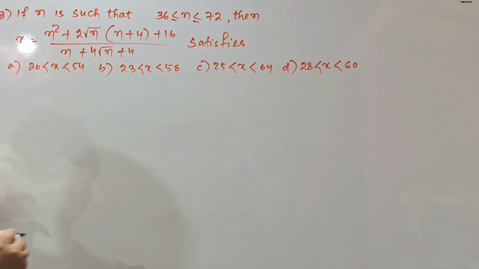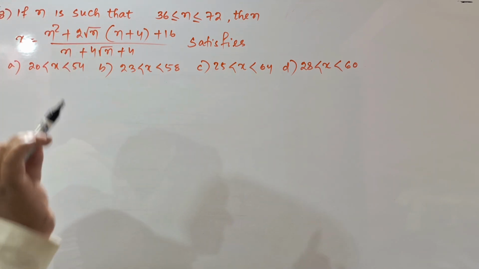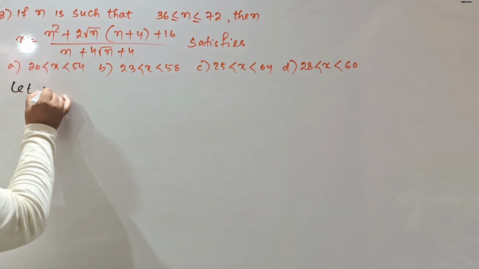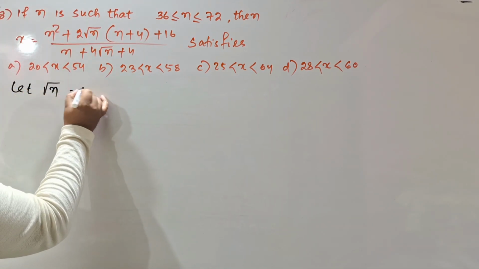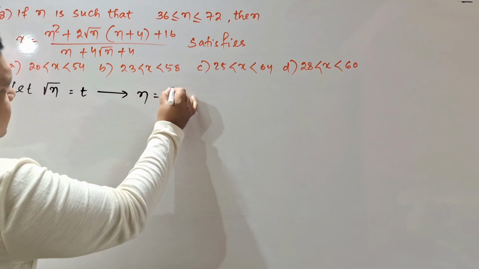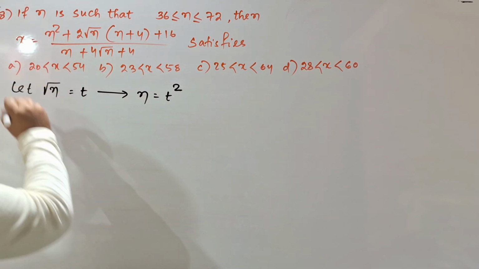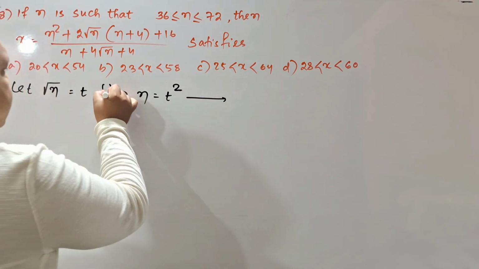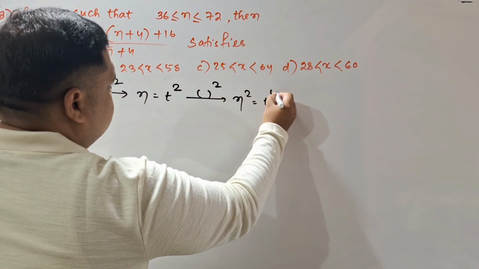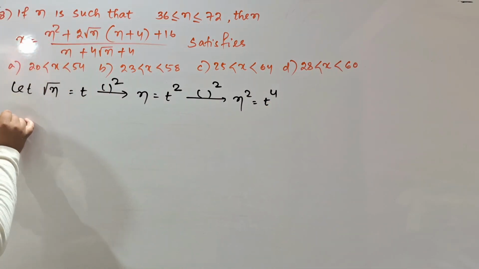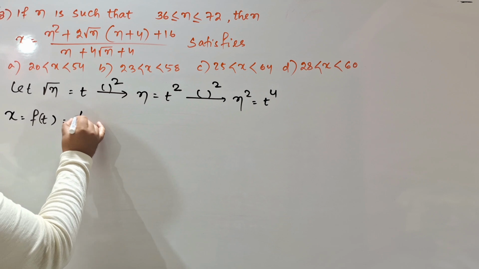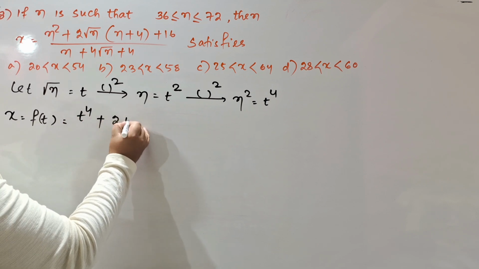Look here, this is root n. I don't write this square root; in that place, in place of root n, I can write t. Now if I take the square, n can be written as t square. Again, if I take the square, n square can be written as t to the power 4. So this x is now a function of t. This can be written as t to the power 4 plus 2t.